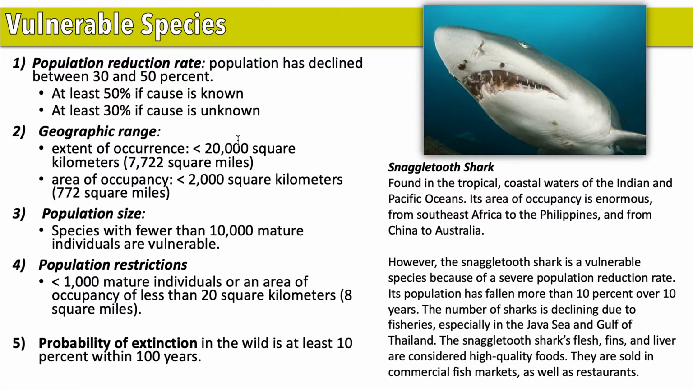Its population has fallen more than 10% over 10 years, and the number of sharks is declining due to fisheries, especially in the Java Sea and the Gulf of Thailand. The snaggletooth shark's flesh, fins, and liver are considered high quality foods, and they're sold in commercial fish markets as well as restaurants. So all of that has listed it as a vulnerable species.